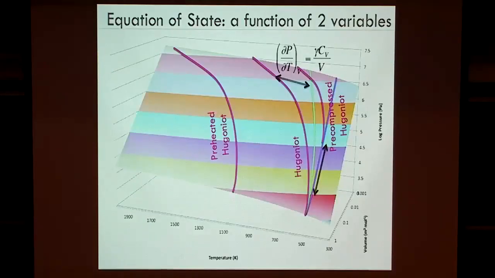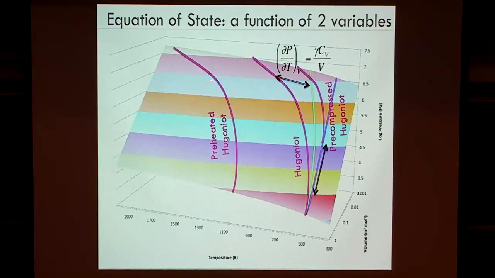So back to our cartoon of the equation of state. Okay, here's the principal Hugoniot. We want to find ways to get other states at high pressure. So we can isothermally precompress, and then there's the precompressed Hugoniot. It's colder. Okay. Or we can preheat at one atmosphere and then shock, and we get the hot Hugoniot. So we can get different states.